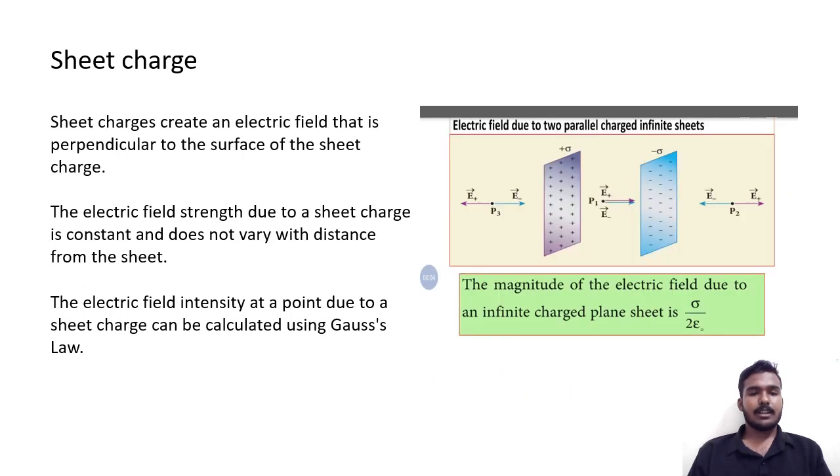Sheet charges create an electric field that is perpendicular to the surface of the sheet charge. The electric field strength due to a sheet charge is constant and does not vary with the distance from the sheet. The electric field intensity at a point due to a sheet charge can be calculated using Gauss law.